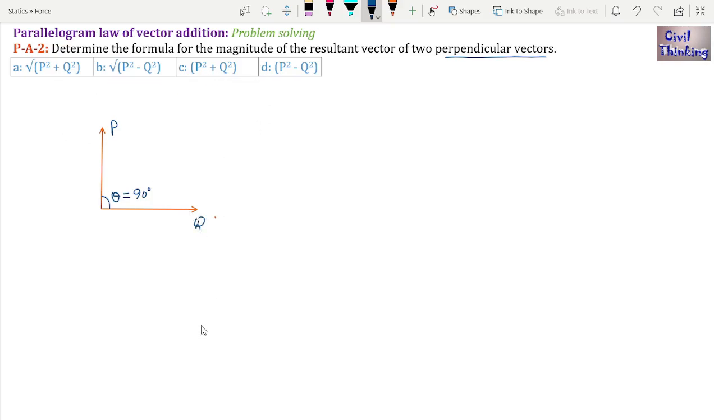Now according to the parallelogram law of vector addition, let us say R is the magnitude of the resultant vector. It is equal to the square root of P square plus Q square plus 2PQ cos theta. This is according to the parallelogram law of vector addition.